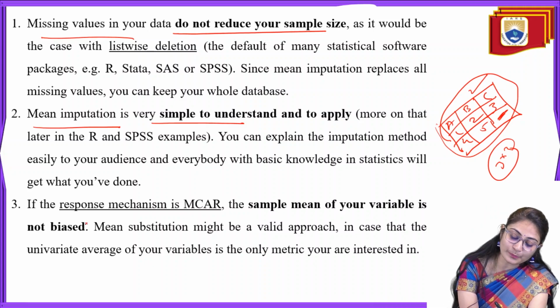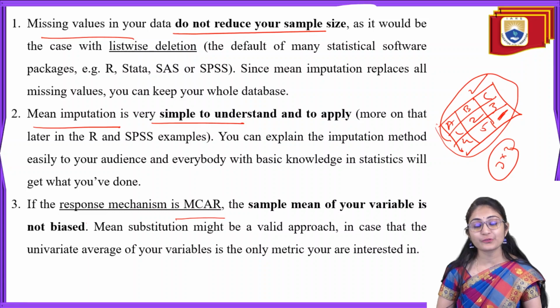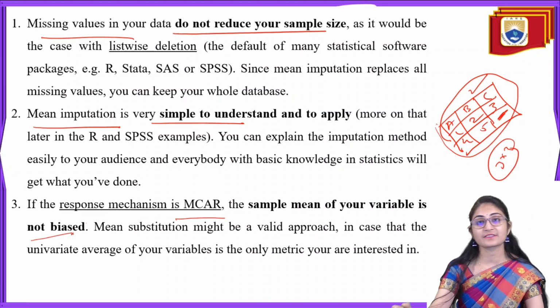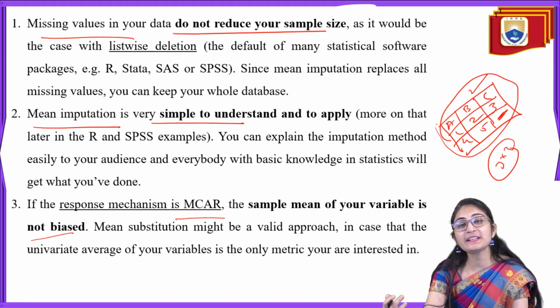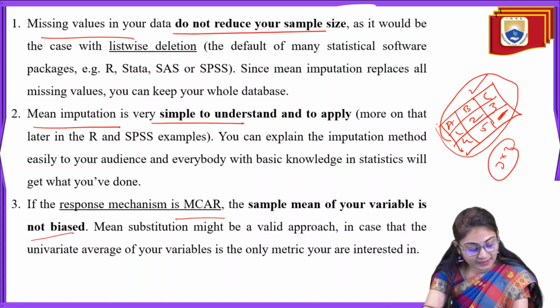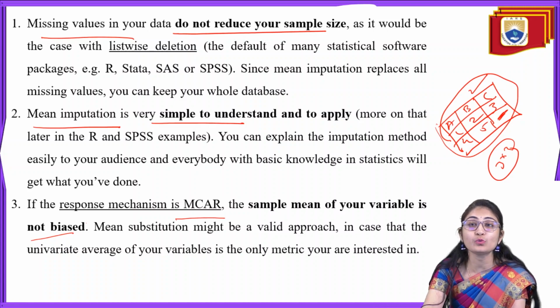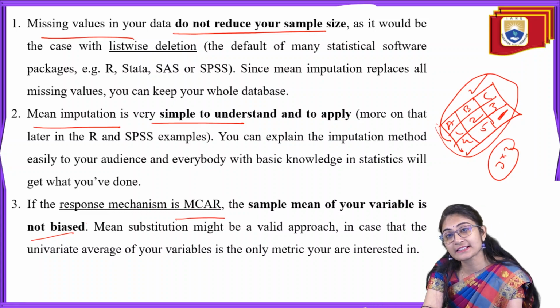Then if the response mechanism is MCAR, that means the sample mean of your variable is not biased. So mean substitution might be a valid approach, but in some cases only, in case the univariate average of your variable is the only metric you are interested in.